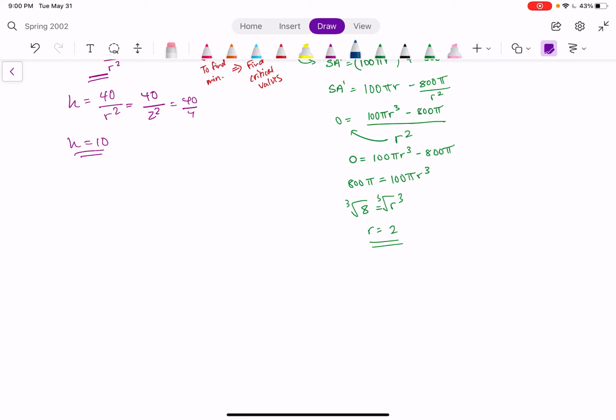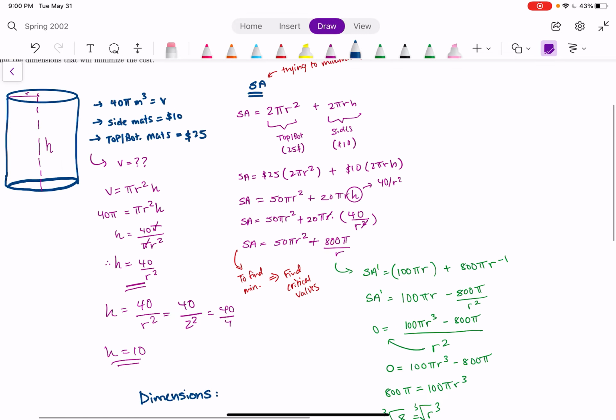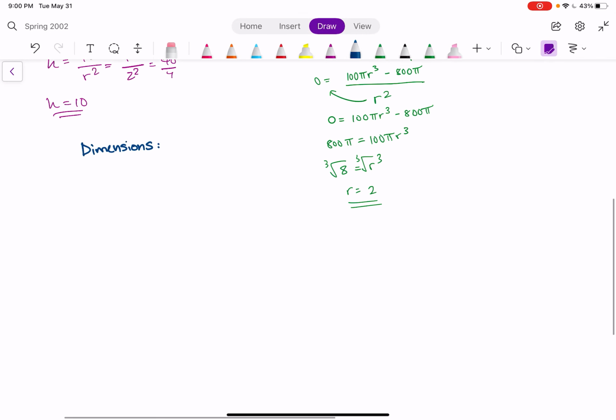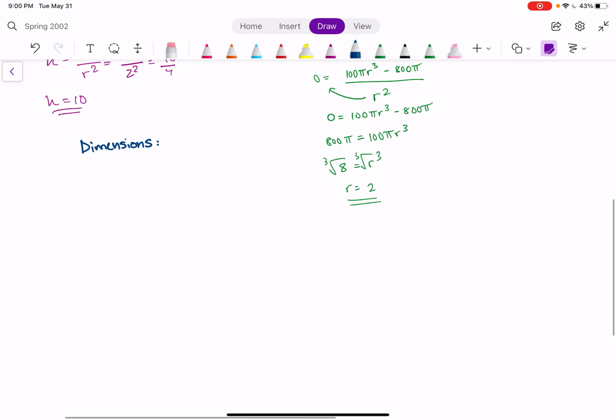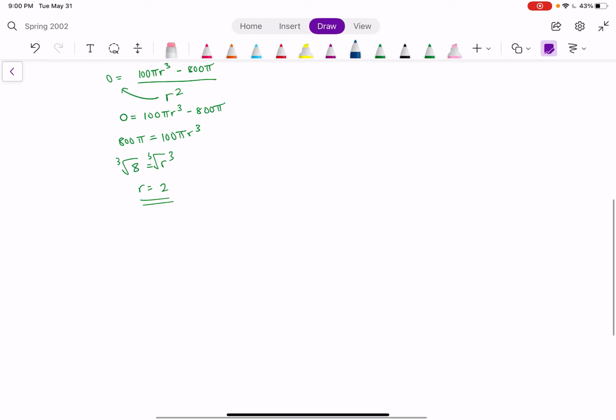So now we can write our dimensions, as the question asks, right? It asks, the dimensions that will minimize the cost is r equals 2 meters and h equals 10 meters. Okay, I'm not going to circle that yet. Only reason is I want to make sure that this 2 is really a minimum.